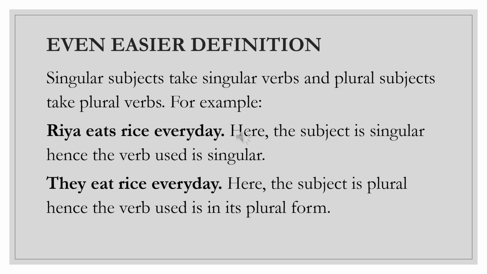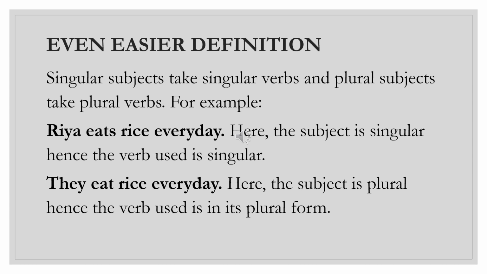Here is an example to make your understanding even simpler. Singular subjects take singular verbs and plural subjects take plural verbs. Here the first example is Ria eats rice every day. Here the subject Ria refers to one girl, which means that Ria is singular, and the verb eats is also singular. In the second example, it is they eat rice every day. Here they refers to plural subjects and eat is also plural.